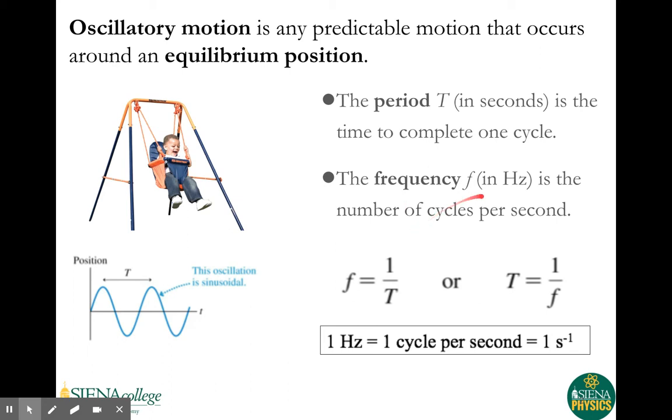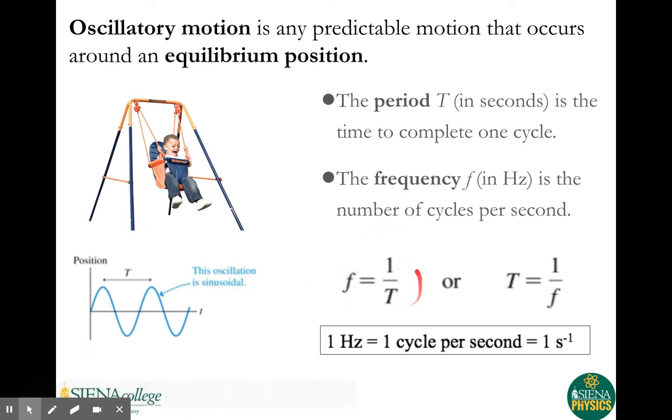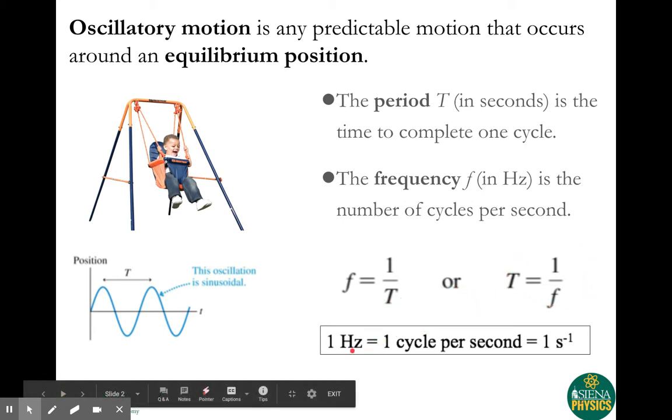Frequency is another way to characterize the rate of the oscillation as well. It's measured in units of hertz. It's the number of cycles, how many complete cycles, top to bottom to top, it would undergo in a second. And so these are inverse relationships. The frequency is 1 over the period, or the period is 1 over the frequency. And just remember that hertz is 1 cycle per second, sometimes just written as per second.